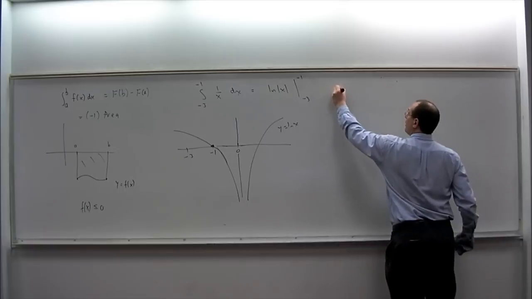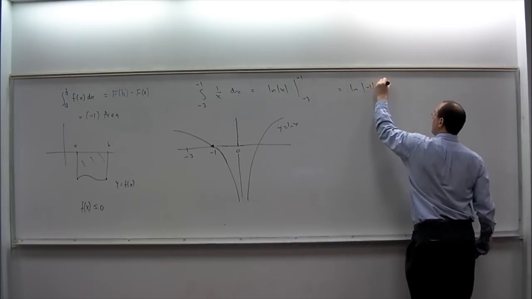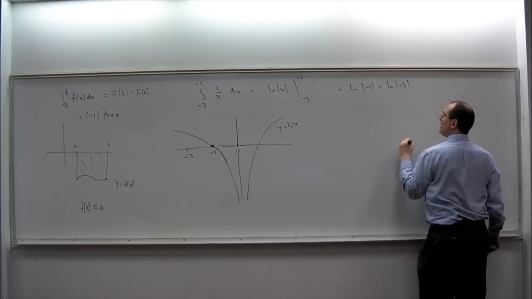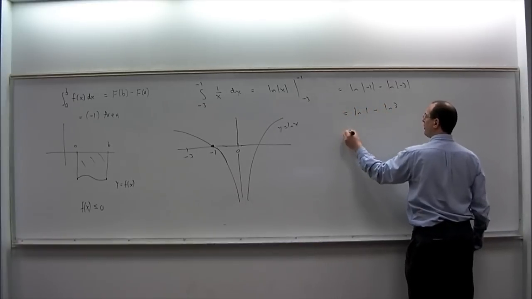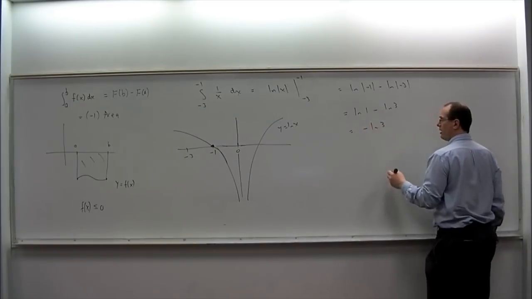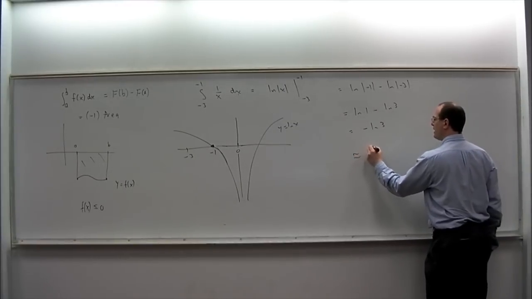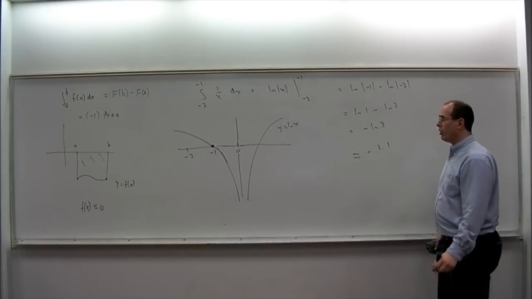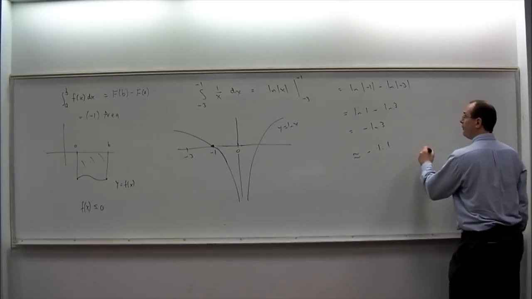So we get the log of the absolute value of -1 minus the log of the absolute value of -3, which is the log of 1 minus the log of 3. The log of 1 is 0, so we get negative log 3. The natural log of 3 is approximately 1.1, so we're getting negative 1.1. And what does that represent geometrically?